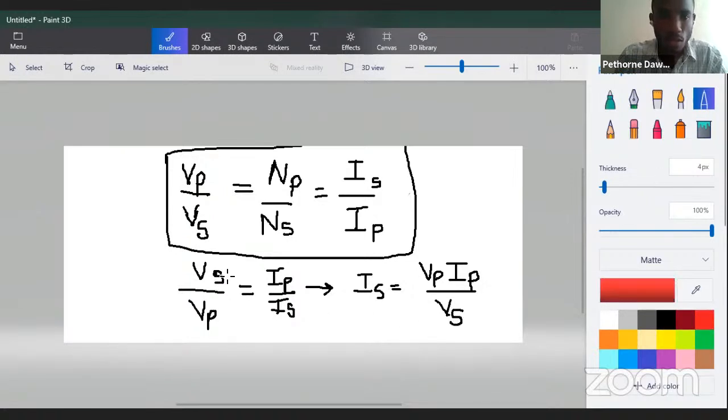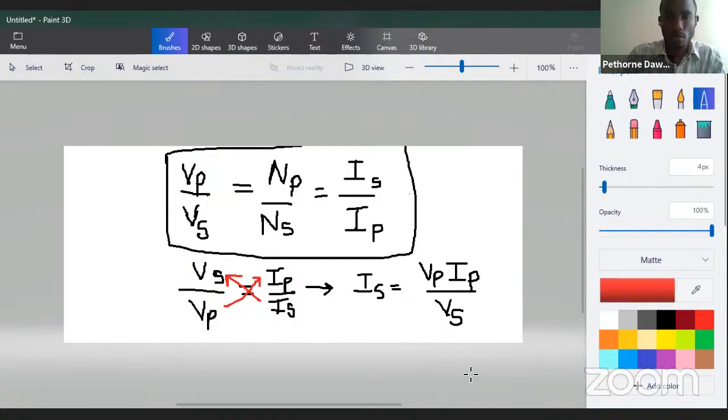The first thing you need to do is to cross multiply and get by the power equation. And then you would bring over whatever you know. So Vp goes with Ip, and because Vs is with Is, when you transpose it, you would have Is in the denominator. All right. So it's Vp times Ip divided by Vs that gives us the current that we need.